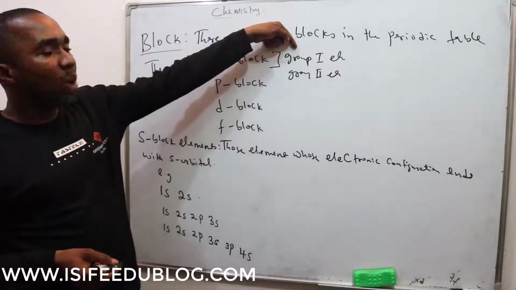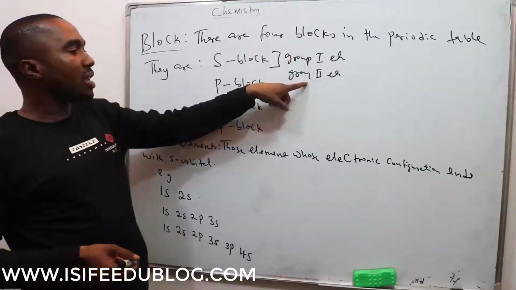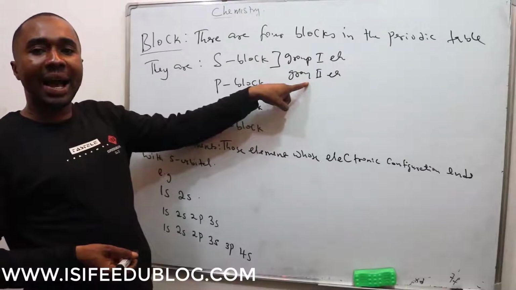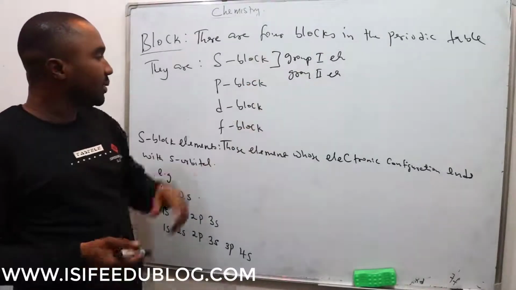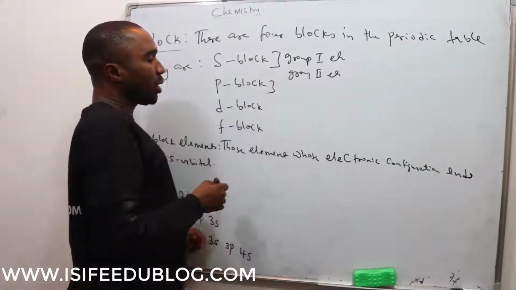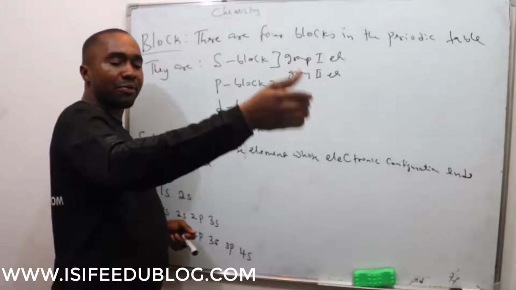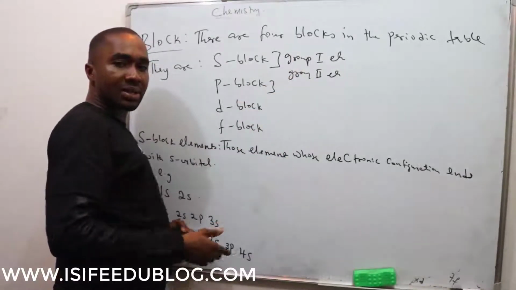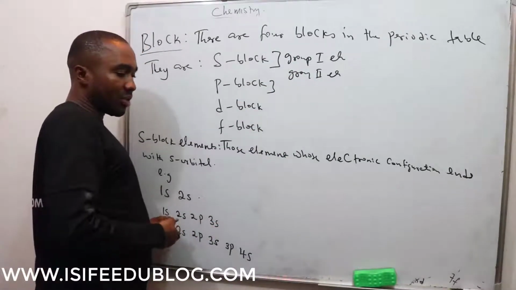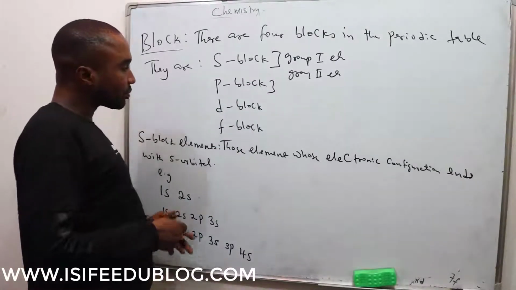Another name for the group 1 elements is the alkali metals. Then another name for the group 2 elements is alkaline earth metals. Then the P block elements are from group 3, group 4, group 5, group 6, and the rest of them. These are the P block elements.